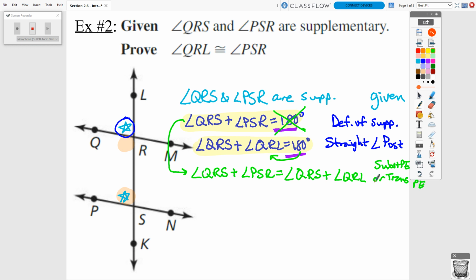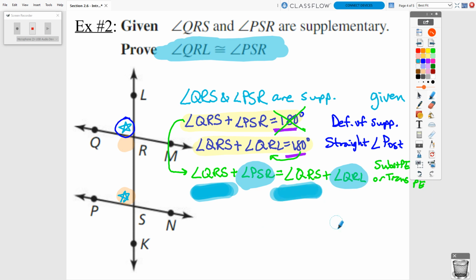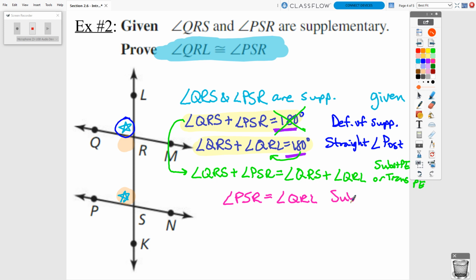Pick one. All right, so remember, what was the ultimate goal we were trying to show here? That QRL was congruent to or equal to PSR. So let's see, here's QRL, and here's PSR. All right, cool, so we're almost there. We just need to figure out how we get rid of QRS on both sides of the equation. Man, this is going to be just like that vertical angles theorem, right? If we use the subtraction property of equality, then angle PSR is equal to angle QRL. And so there's the subtraction property of equality.